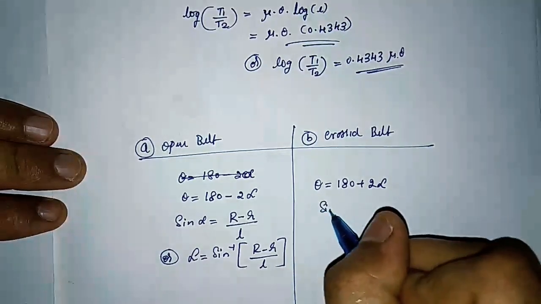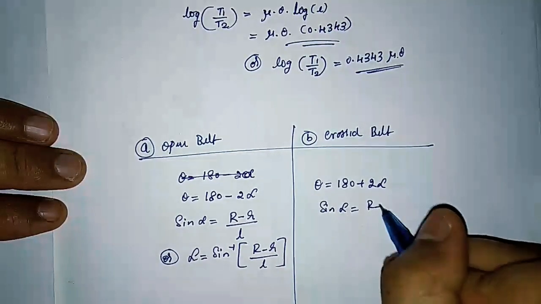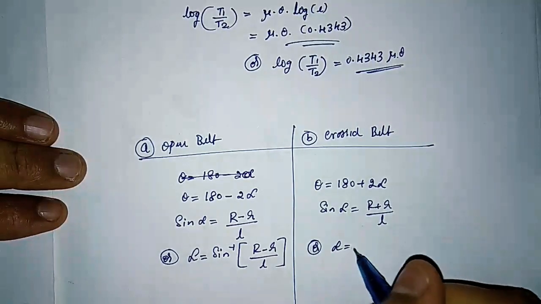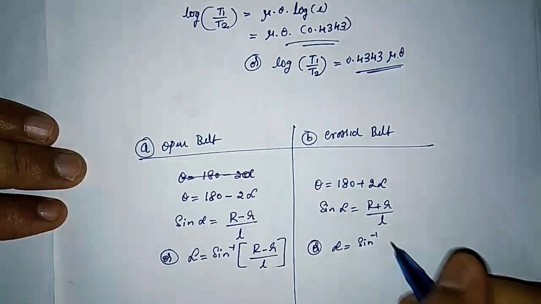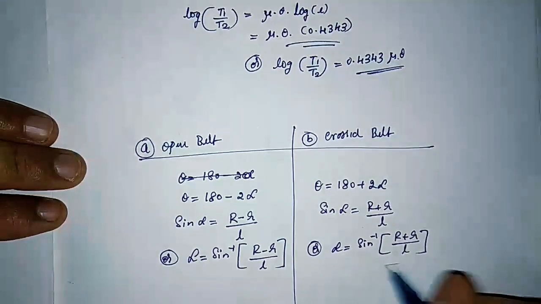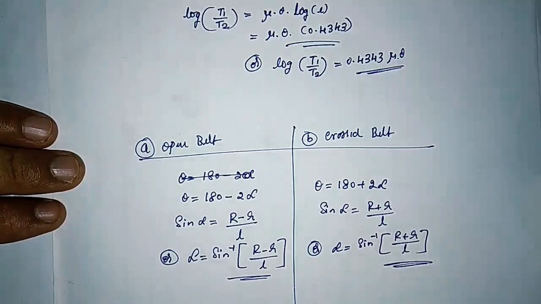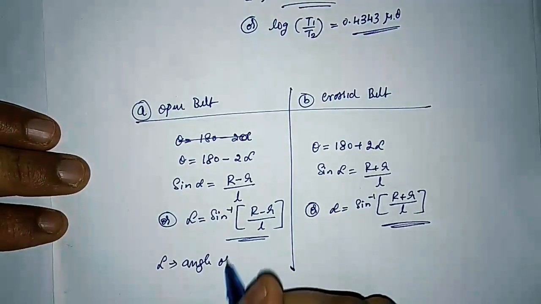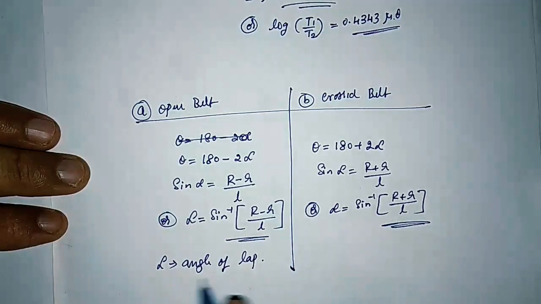On the right hand side, in case of cross belt drive, sin alpha is equal to R plus r divided by L, or alpha is equal to sin inverse of R plus r divided by L. Using a calculator, we can find out the alpha angle if radius values and length values are known. So alpha is called the angle of lap.